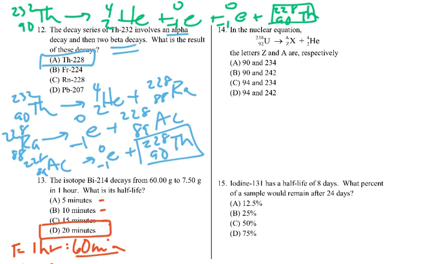In the nuclear equation, the letters Z and A respectively are... Okay, so here's a problem. We have to figure out what those letters A and Z are, and we just have to do our numbers. So 238 minus 4, so that top number must be 234. And the bottom number, Z, 92 minus 2, so this must be 90. So we're looking for Z and A. This is Z and this is A. So 90 and 234, and that is answer A.